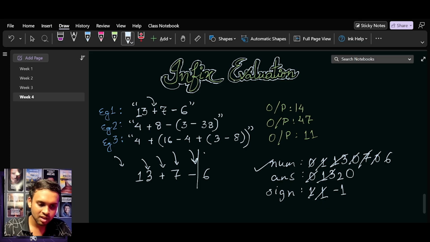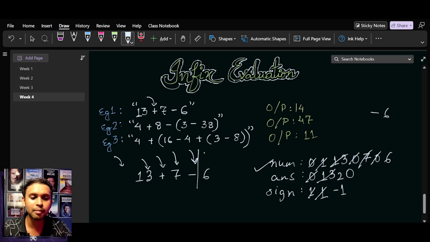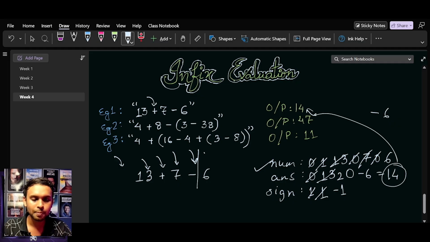So what I will do is, this will be 6 into minus 1. First I will do 6 into minus 1. This will become minus 6, and then I will add minus 6 to my answer. My answer was 20, I will do minus 6. This will become 14, and that is our output. So this is kind of how we will proceed.